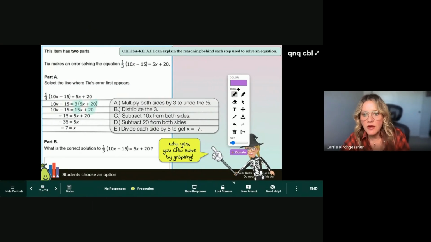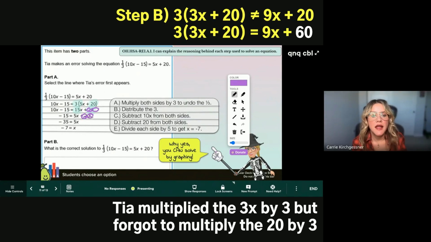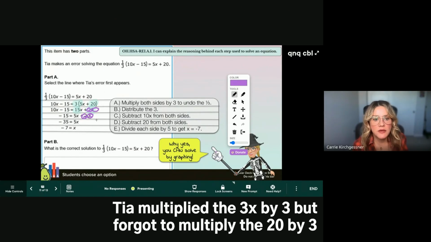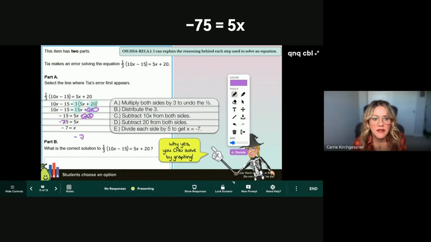Oh. Yeah, so this should say, instead of 15x plus 20, this should say 15x plus 60. That should be a 60 there. And then at the very end, so we're subtracting 60 from both sides. So this should be negative 75 equals 5x, negative 75.